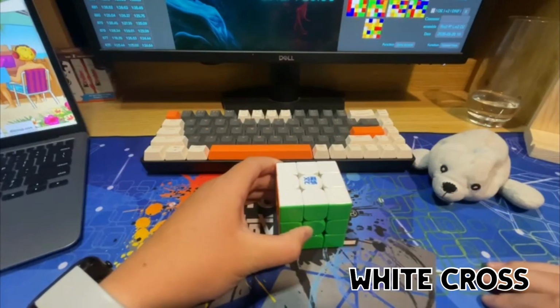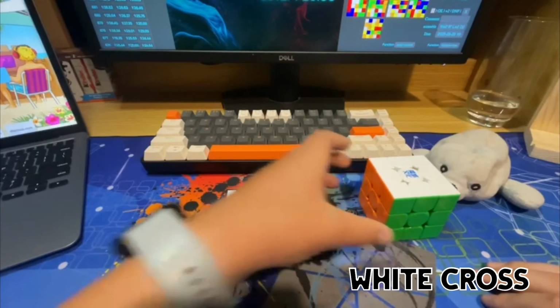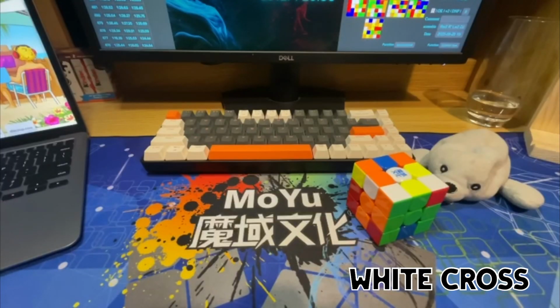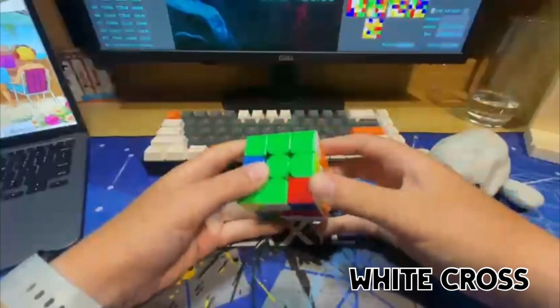I'm going to leave this to Mr. Seal over here. Boom! That's your favourite part, isn't it, Mr. Seal? So now we have our fully scrambled cube.